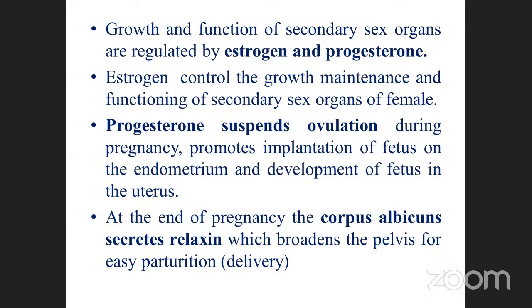Implantation of the fetus on the endometrium, otherwise called the uterine wall. During pregnancy, the corpus albicans secretes the relaxin hormone. Note it down. This is also very, very important: the relaxin hormone secreted by the corpus albicans.